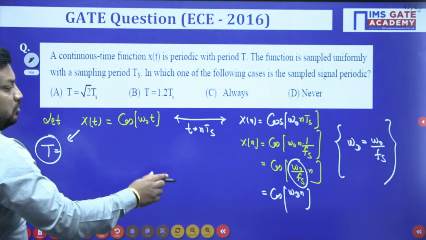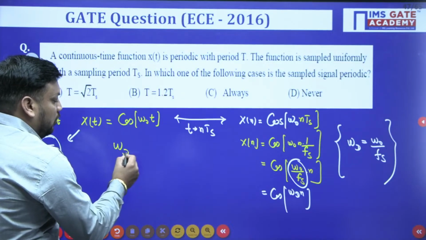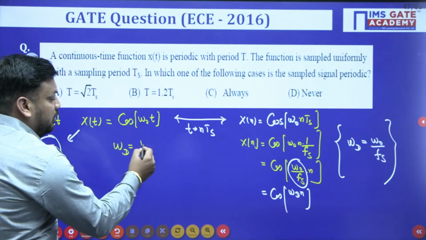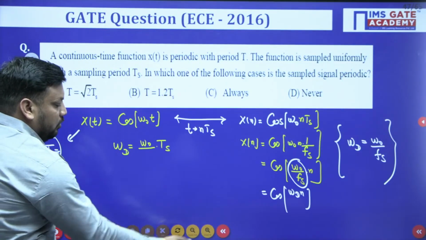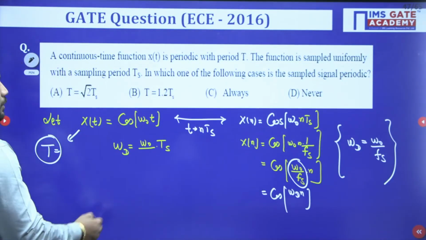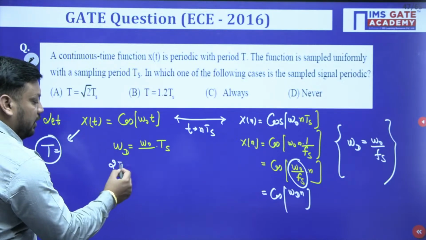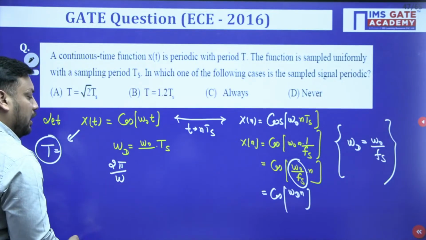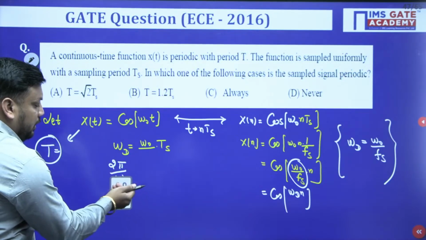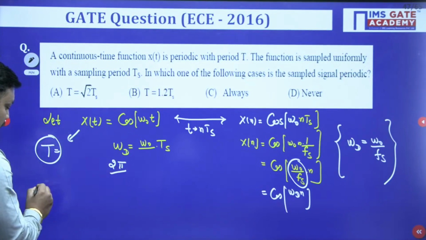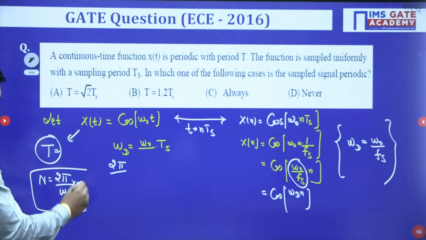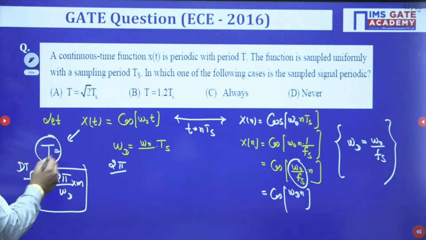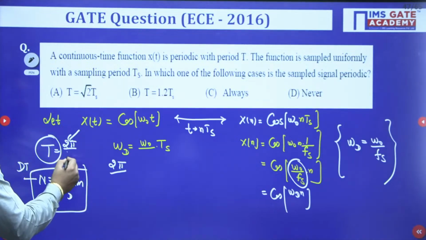So shall I say that, my dear student, ωd is actually equal to ω0 upon Fs, or ω0 into Ts even? Yes or no? Yes. And what about ωd? The discrete time frequency is nothing but 2π upon capital N into small m, where capital N is the fundamental time period in the DT domain. And T equal to 2π upon ω0, this is in the CT domain.